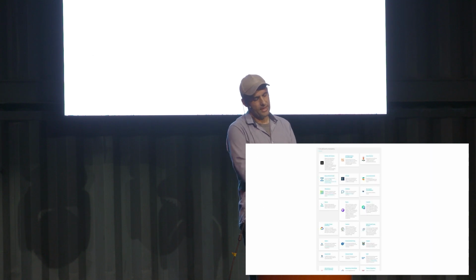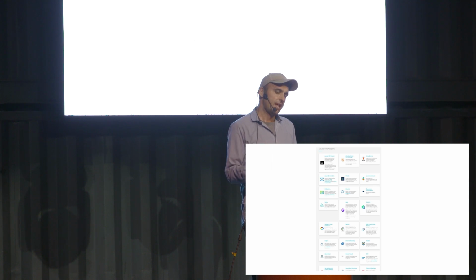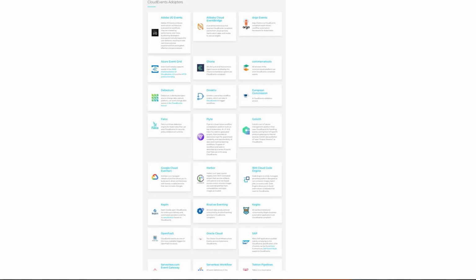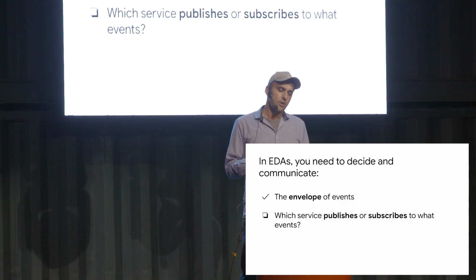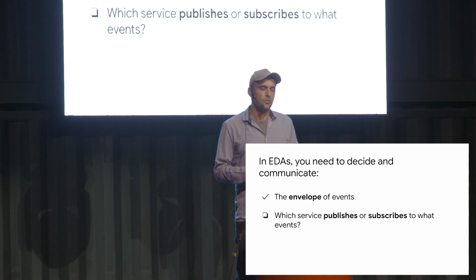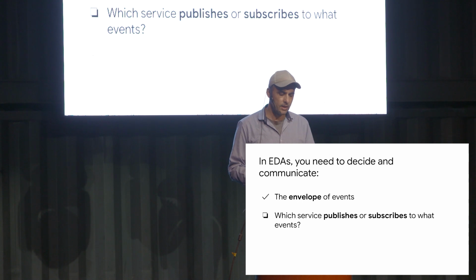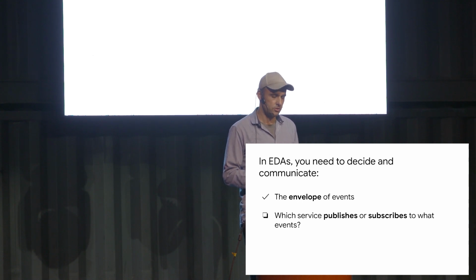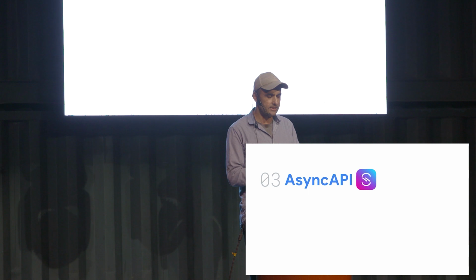All right, so as I mentioned, in event-driven architectures, you need to decide on the envelope. I'm just telling you that CloudEvents is a good envelope that you can consider using, so that you don't have to reinvent this envelope every single time. It's open source, and it's been around for a while now. But you still need to decide how you're going to communicate, like which services publish what events, and how you can subscribe to them. That's when AsyncAPI comes into the picture, and that's what I want to talk about next.